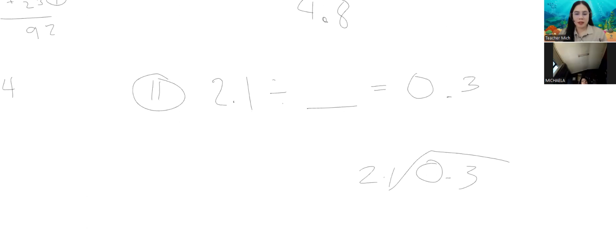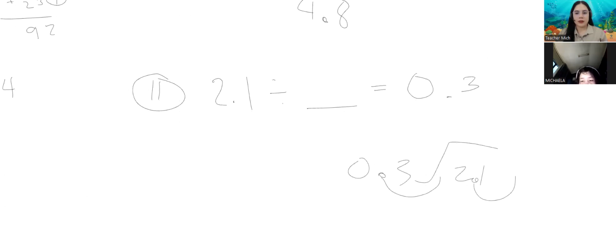Is that the proper placement, anak? Quotient is always inside or out? Outside. Okay, very good. Outside our long division symbol. And okay, very good. Now, what's next? How many threes are there in 21?